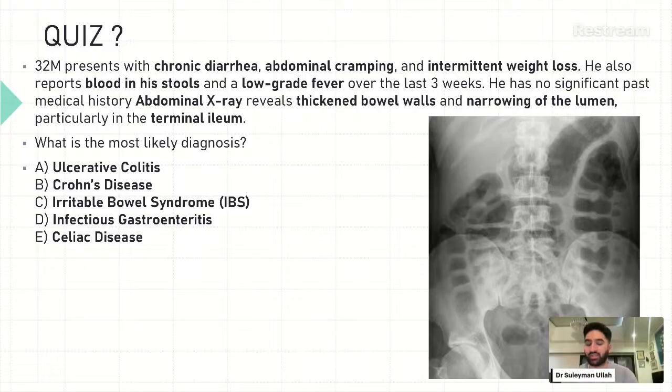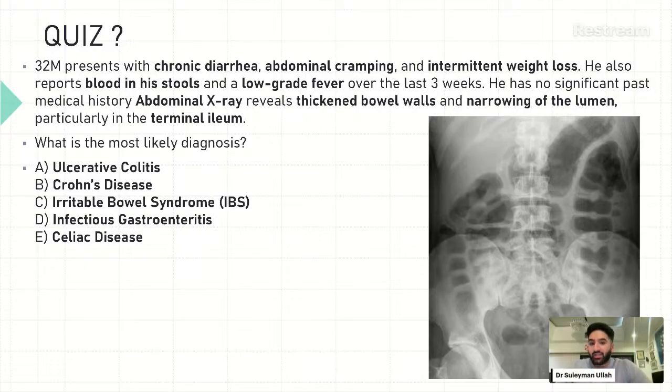Although normally it would present earlier, and you wouldn't tend to see these sort of findings on the imaging for celiac disease. And then also, to my memory, I don't believe blood is as common in celiac as it is for inflammatory bowel disease. Fever is also a bit more rare to see in celiac disease. So essentially, it's important to get rid of your other differentials. Now we're left with UC and Crohn's.